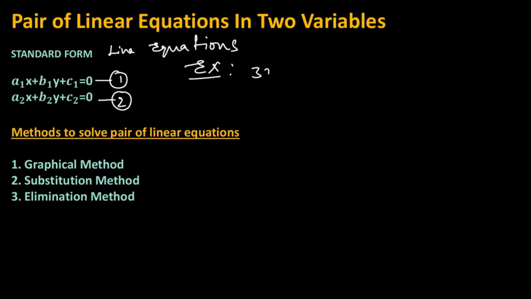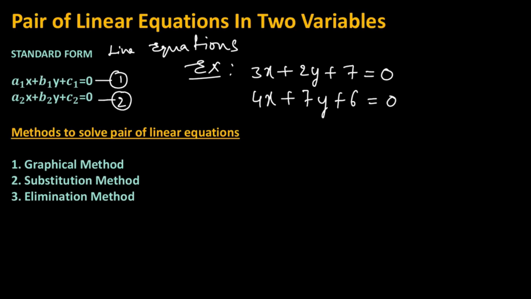I'm taking any example. You can take any example. Here I'm taking 3x plus 2y plus 7 is equal to 0, and 4x plus 7y plus 6 is equal to 0. So I'm marking this as my first and this as my second equation.